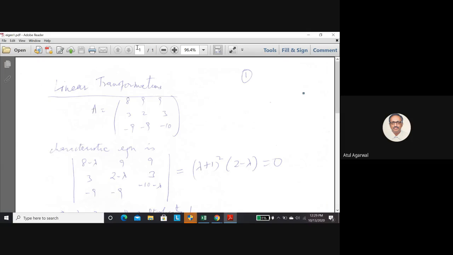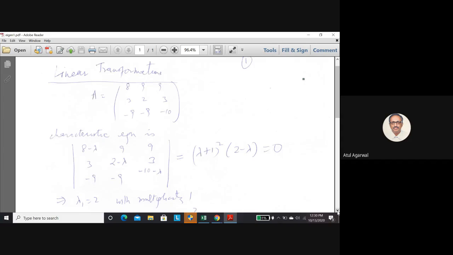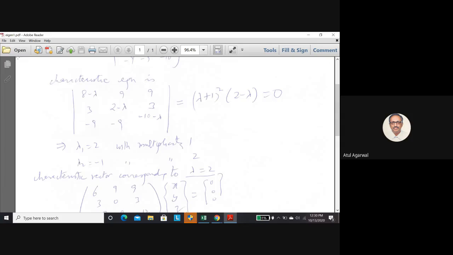If you want to find the eigenvalues of this matrix, then this is the characteristic equation. You subtract lambda from the diagonal terms and write determinant is equal to 0. If you expand this determinant, this is what you get. This is just by simple factorization of whatever is coming from here.